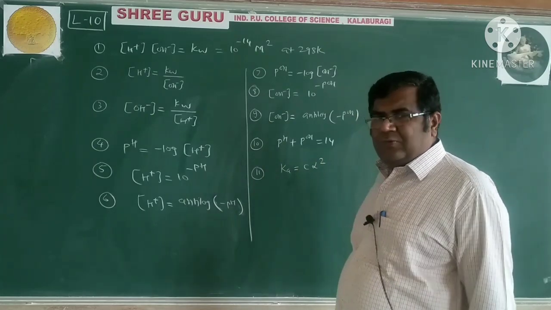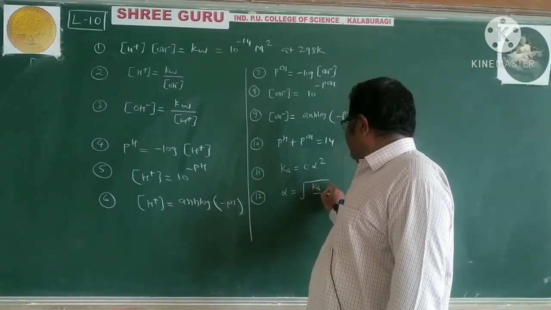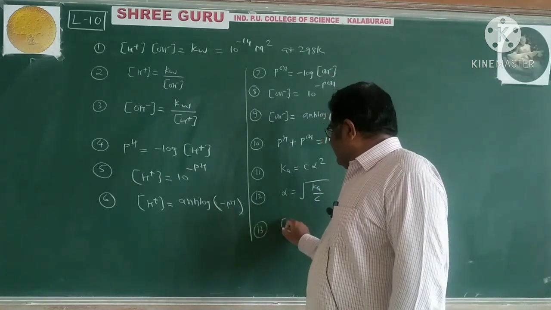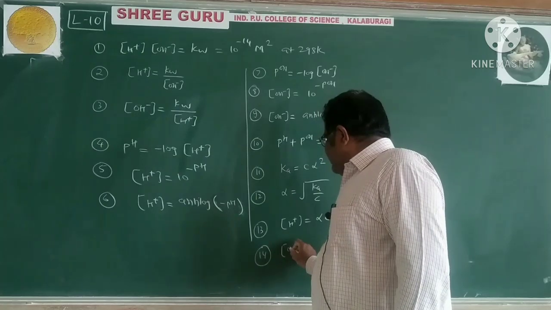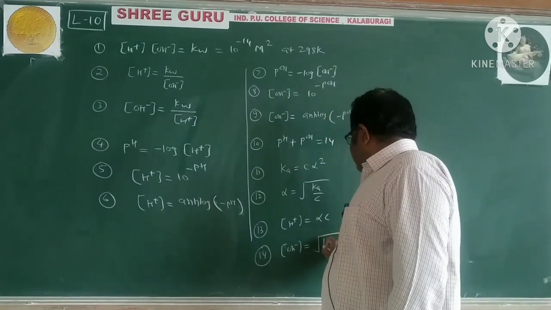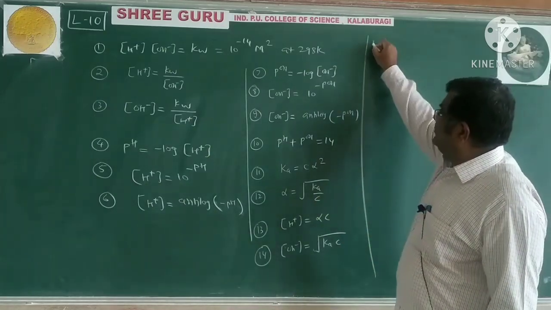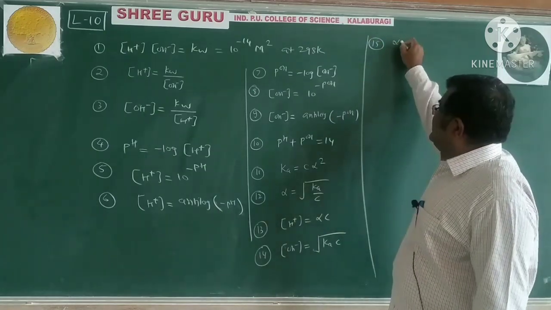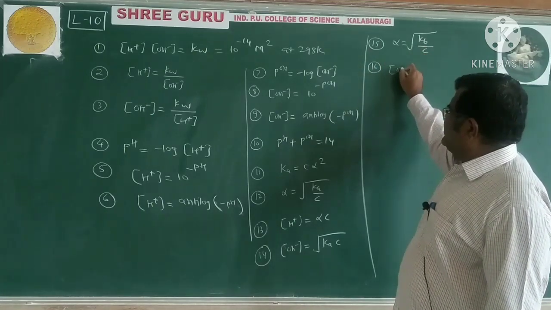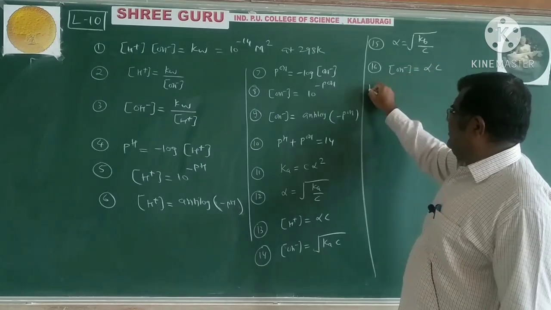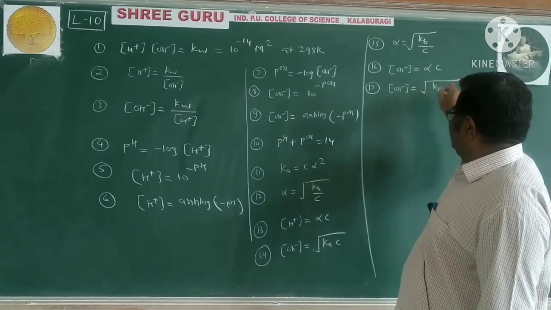Then Ka is equal to C alpha square. Alpha is equal to square root of Ka by C. H plus ion concentration is equal to alpha into C. H plus ion concentration is equal to square root of Ka into C. Alpha is equal to square root of Kb by C, if it is a base. OH minus ion concentration is equal to alpha into C. OH minus ion concentration is equal to square root of Kb into C.